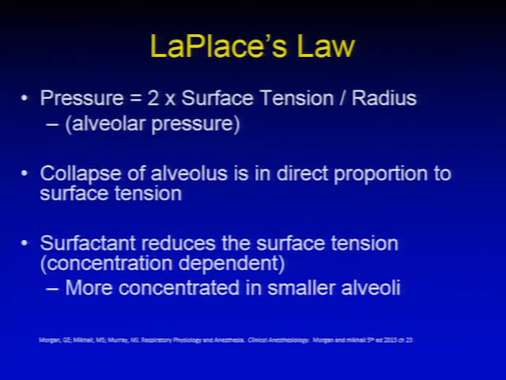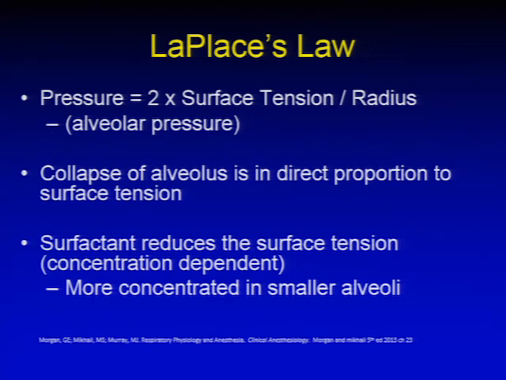The pressure derived from the equation is that within the alveolus. The alveolar collapse is therefore directly proportional to the surface tension. Fortunately, in contrast to a bubble, pulmonary surfactant will decrease alveolar surface tension. Moreover, the ability of surfactant to lower surface tension is directly proportional to its concentration within the alveolus, resulting in a lower intraalveolar pressure in small alveoli.